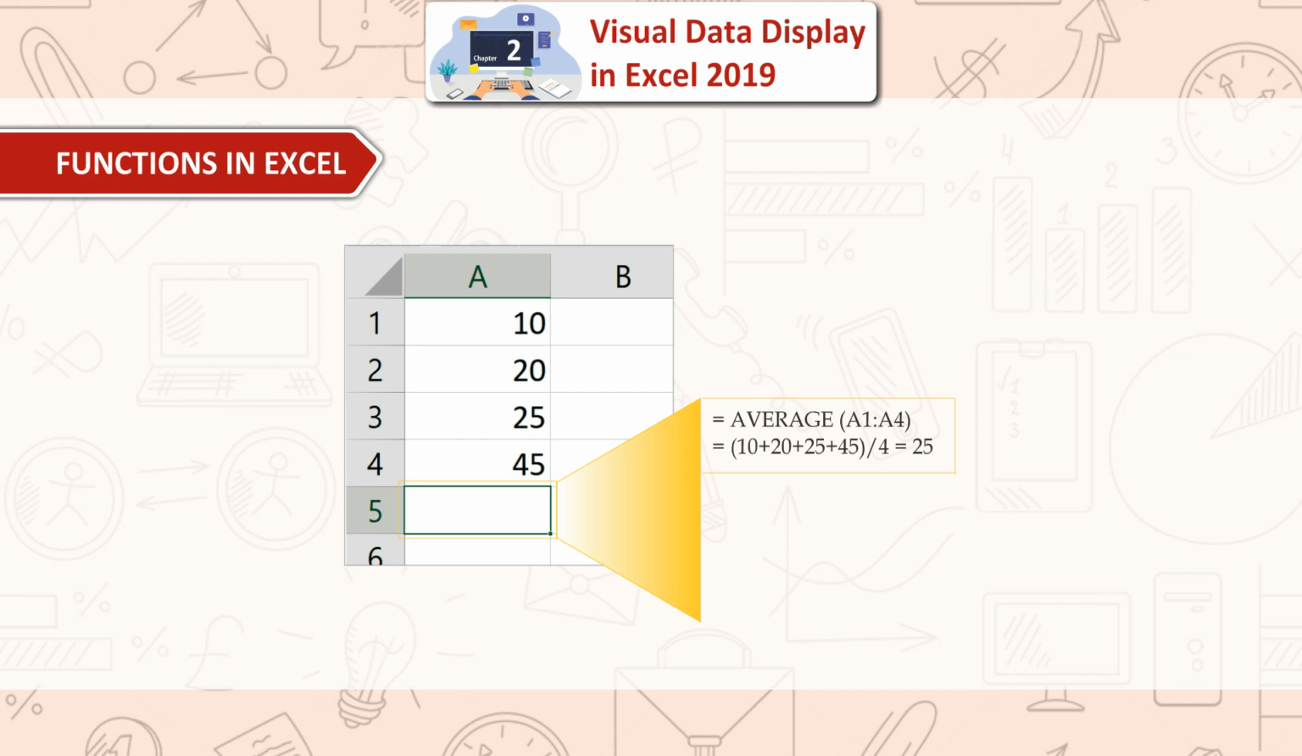=AVERAGE(A1:A4) is equal to (10+20+25+45)/4, which is equal to 25. =COUNT(A1:A4) is equal to 4. =MAX(A1:A4) is equal to 45. =SUM(A1:A4) is equal to 10+20+25+45, which is equal to 100.